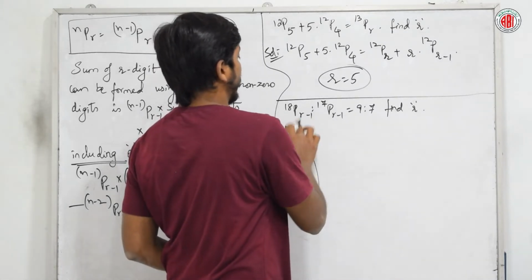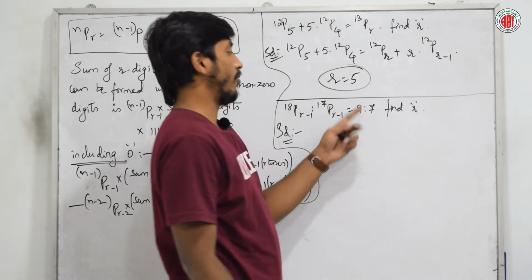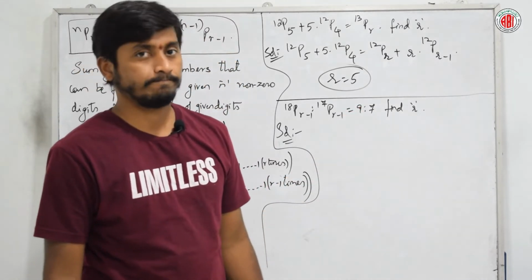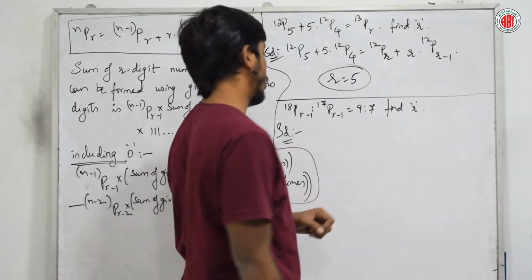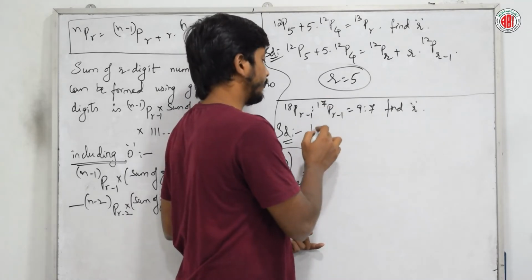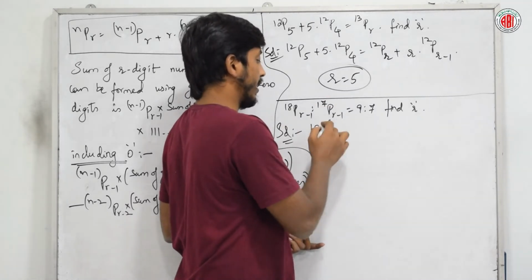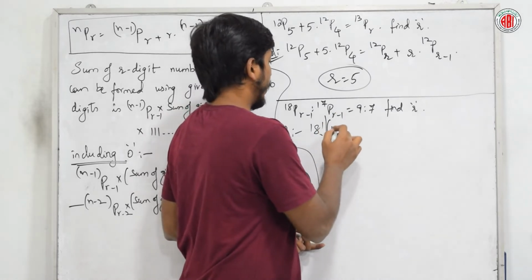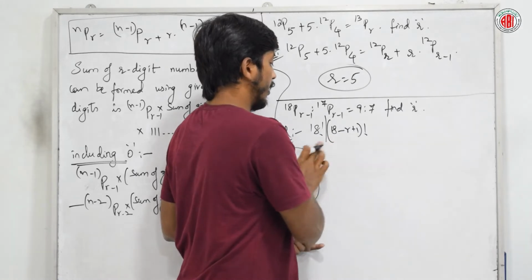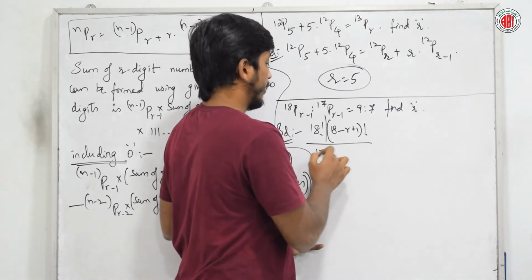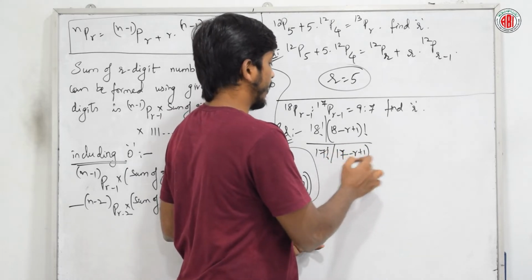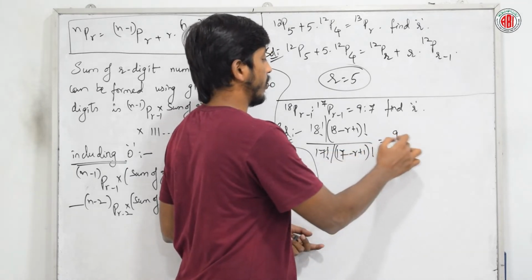18P(r minus 1) is to 17P(r minus 1) is equal to 9 is to 7. Then they are asking us to find the value of r. This is a kind of ratio. 18P(r minus 1) is nothing but 18 factorial by (18 minus r plus 1) factorial, divided by 17 factorial by (17 minus r plus 1) factorial, which is equal to 9 by 7.